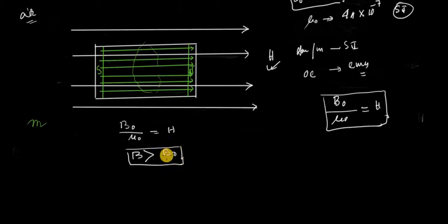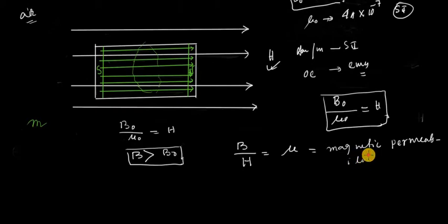This is lines of force per unit area. This is in free space, but this is inside the sample. Now that B, when you divide it by H, you get the magnetic permeability of the sample. This is the absolute magnetic permeability of the sample.